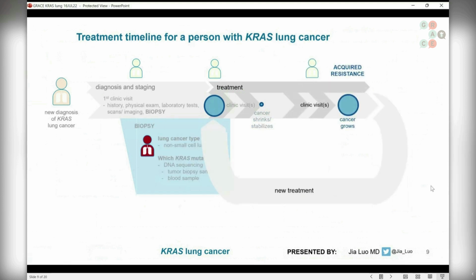And then oftentimes in lung cancer, we do see that the cancer grows at some point, and that's known as acquired resistance. And so when that happens, we kind of go through the cycle again, where we think about, would this person benefit from another biopsy? But generally, we have to think about changing the treatment strategy.